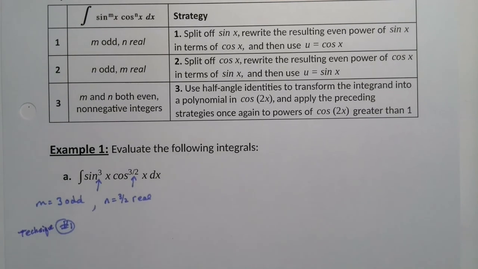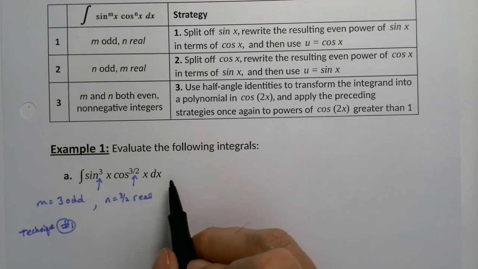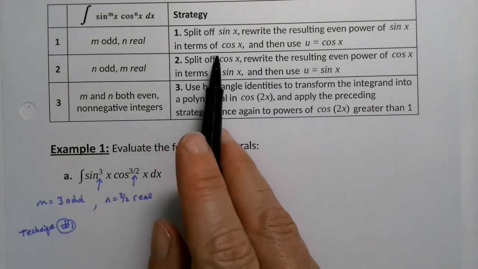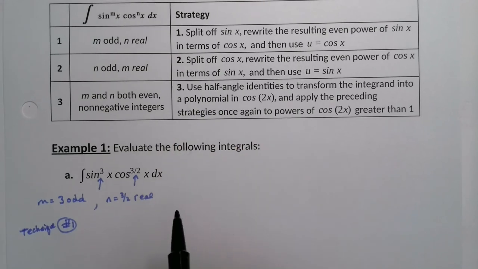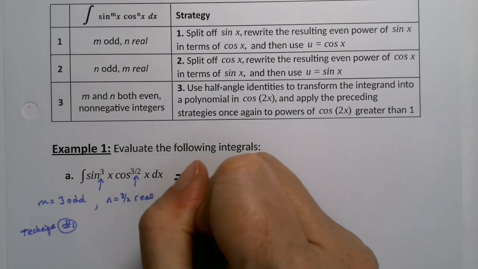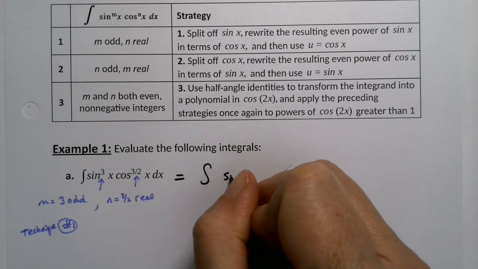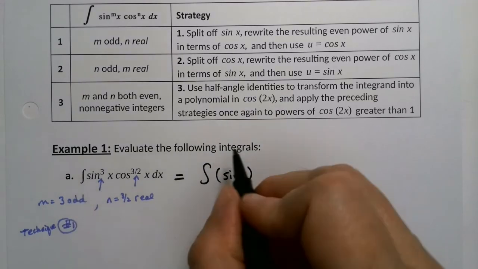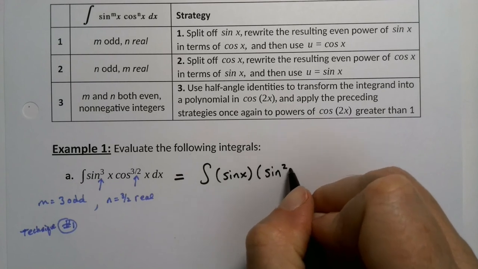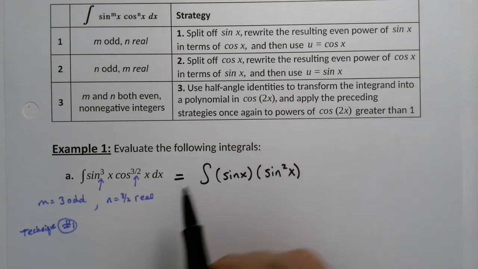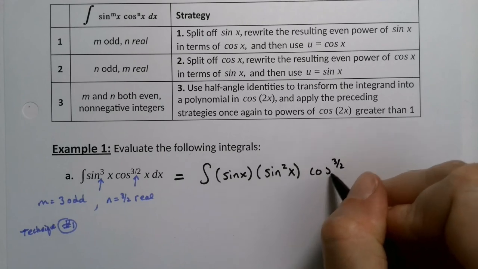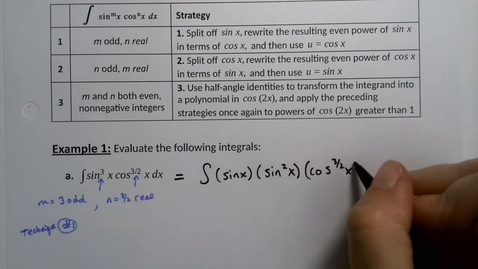Okay. All right, so according to this, we are going to split off sine of x and rewrite the resulting even power of sine of x in terms of cosine of x, and then use u equals cosine of x. So we rewrite it. We take a sine of x, we split it off from the sine cubed. So we take one of them out. And then we have a sine squared x left over. And then it's times cosine to the 3/2 of x dx.